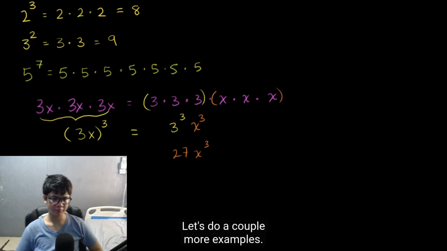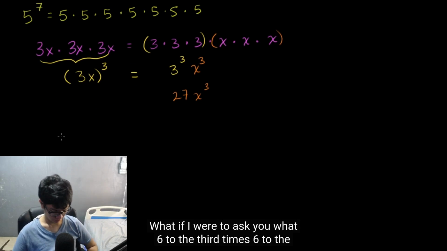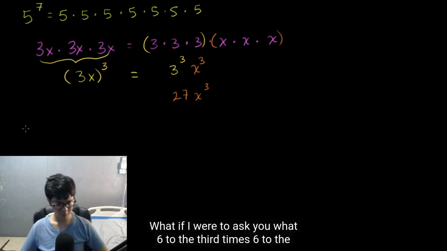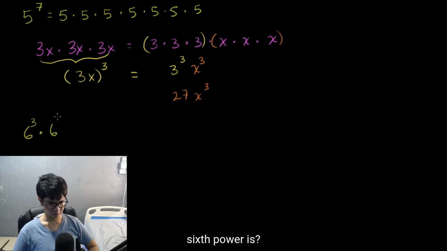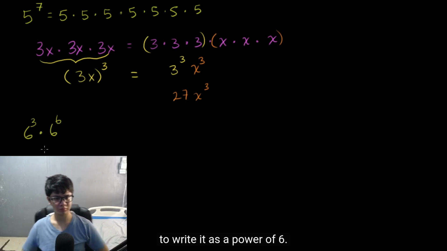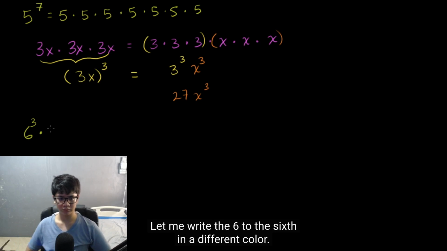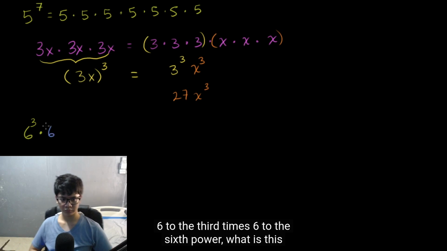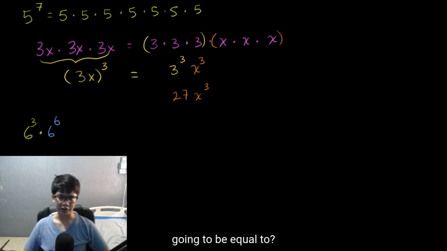Let's do a couple more examples. What if I were to ask you what 6 to the third times 6 to the sixth power is? And this is going to be a really huge number, but I want to write it as a power of 6. And let me write the 6 to the 6 actually in a different color. 6 to the third times 6 to the sixth power. What is this going to be equal to?